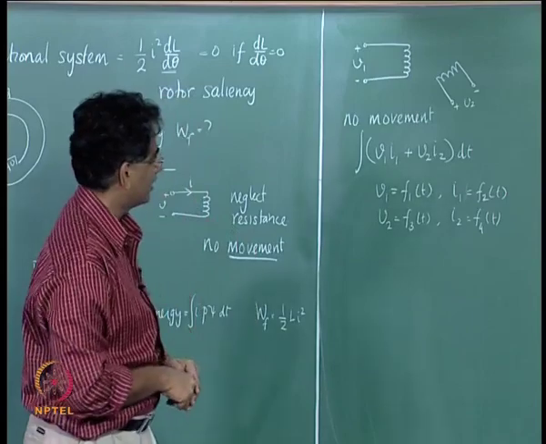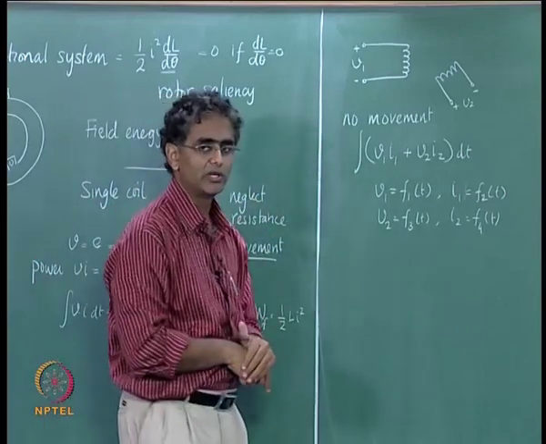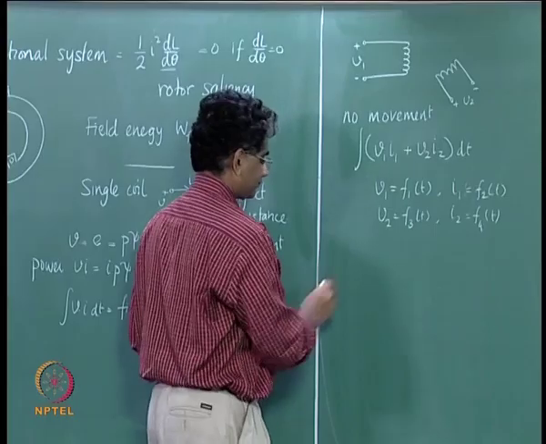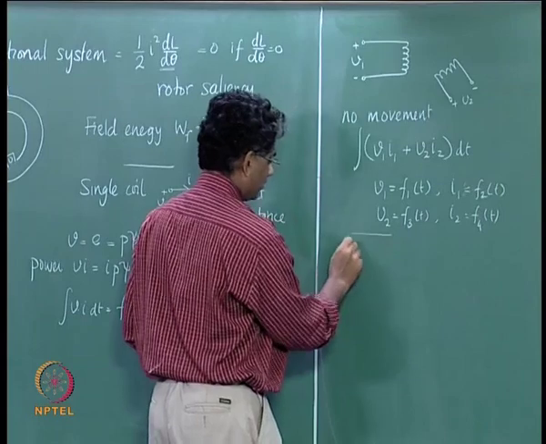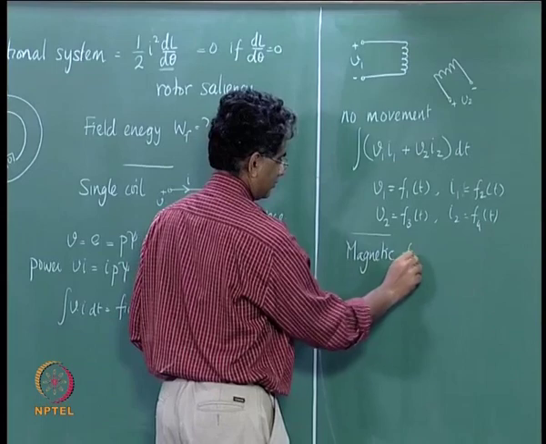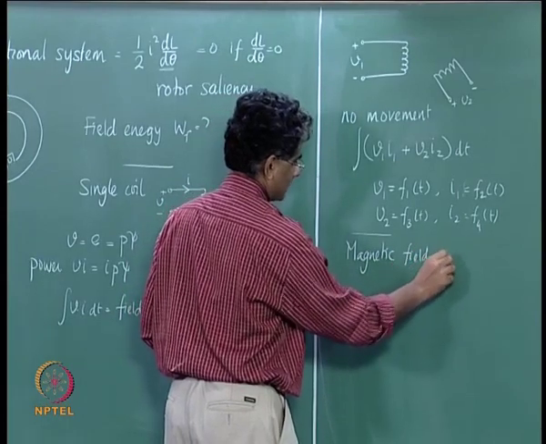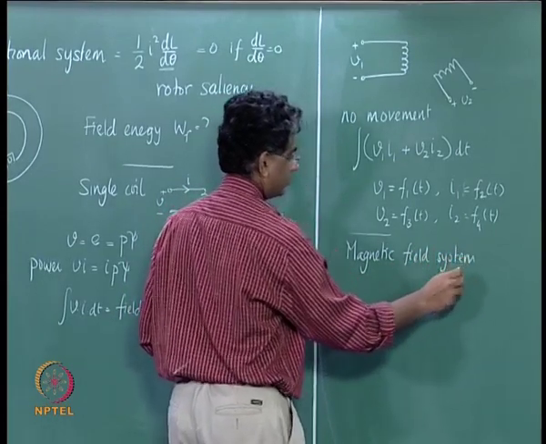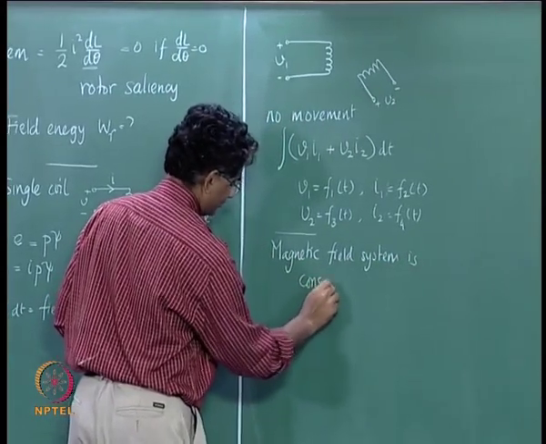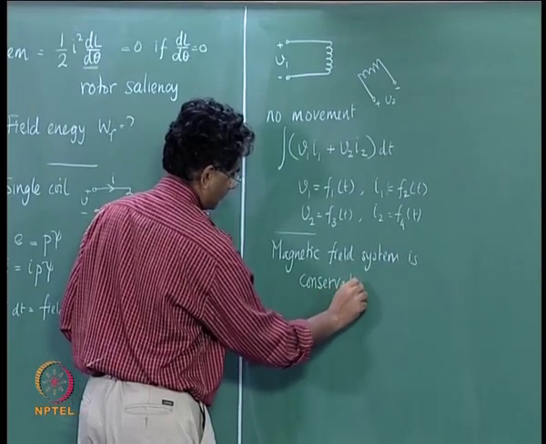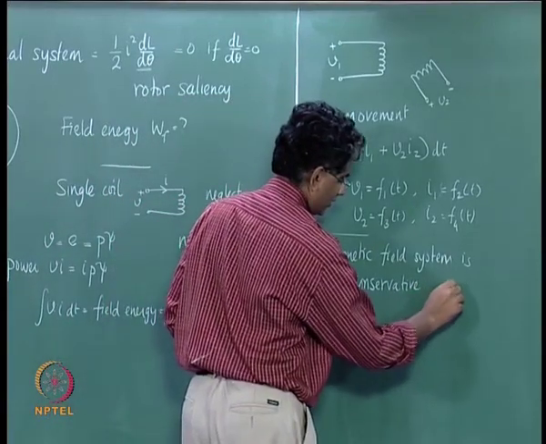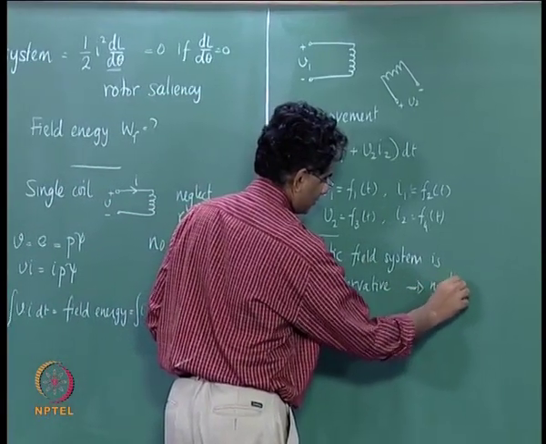But it so happens that in this kind of system it is unnecessary to know all these things, because the magnetic field system can be assumed to be a conservative system, which essentially means that there is no loss in this system.